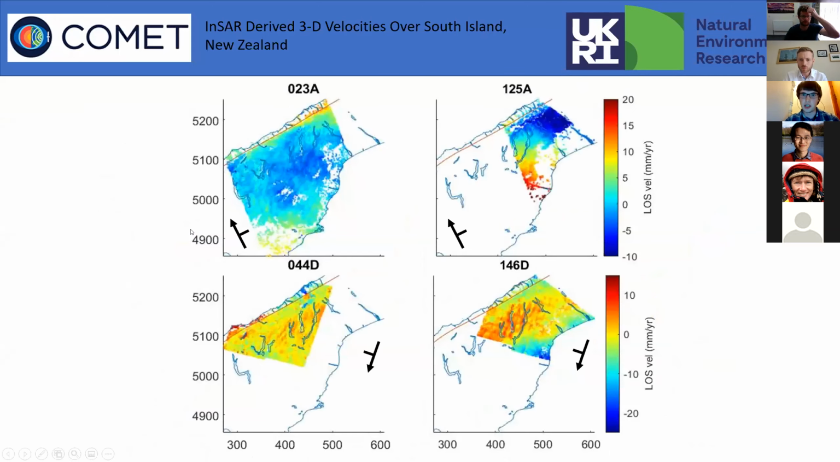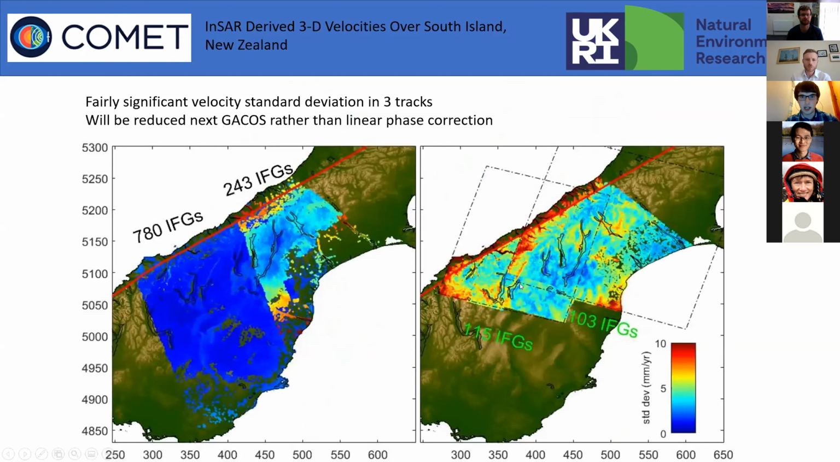So first off, we've taken the LOS velocities for each track. Here, positive involves a range increase for each of the 4. 125 is quite messy. I'm not sure entirely why this is, but I think there's a lot of contamination from Kaikoura, which has led to some quite large standard deviations on 3 of the tracks, up to about 10 millimeters per year. One exception is this ascending track, which has very good standard deviations on the LOS velocity, more around 1-2 millimeters per year.